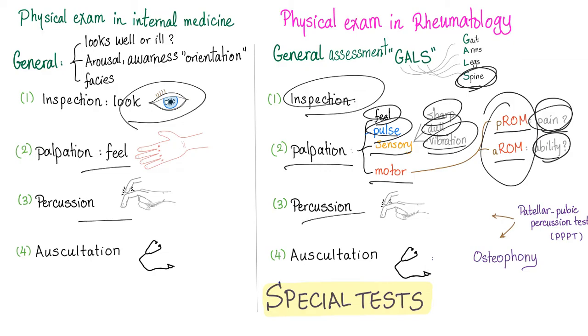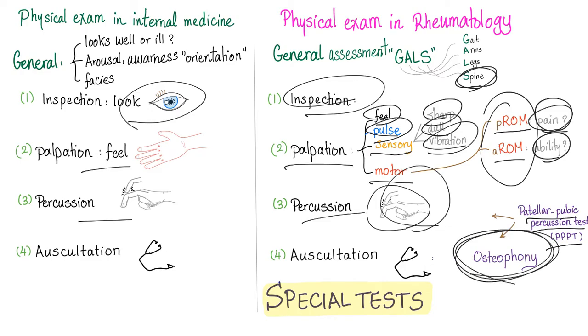Then percussion. Do we need percussion in rheumatology? Yes, indeed. You can use it for the knee if you have fluid around the knee. And there is another amazing test called the patellar-pubic percussion test. We use percussion and auscultation at the same time, called osteophony. We put the stethoscope on the symphysis pubis, believe it or not, and we hear vibrations. It's a crazy test. So when your professor says we never use auscultation in rheumatology, he doesn't know what he's talking about.